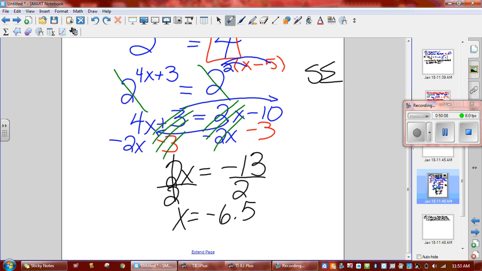Now, how do we adapt these questions and make them a little bit harder? Well, we change the bases, and we make the bases where you can't have them the same. So we have to learn how to solve non-same base equations, and there's 3 types.